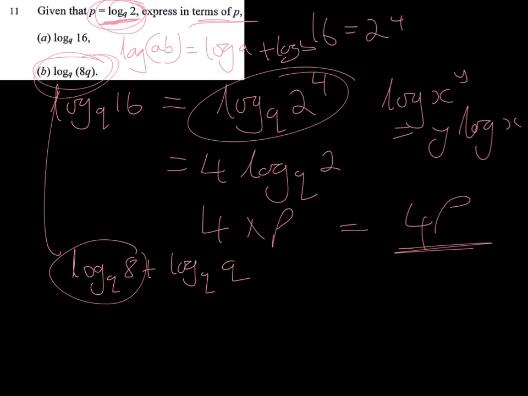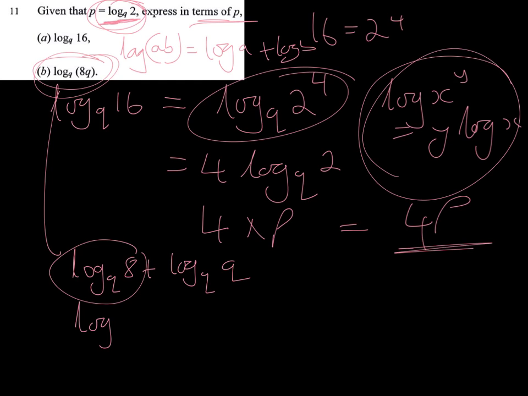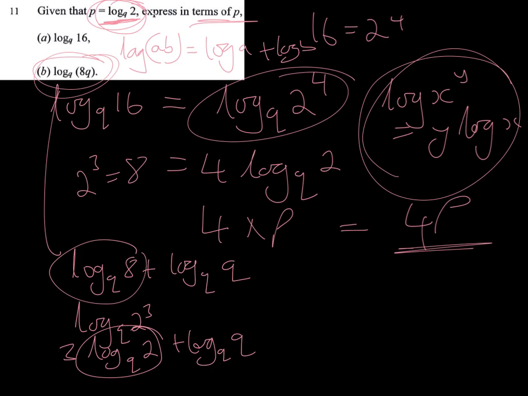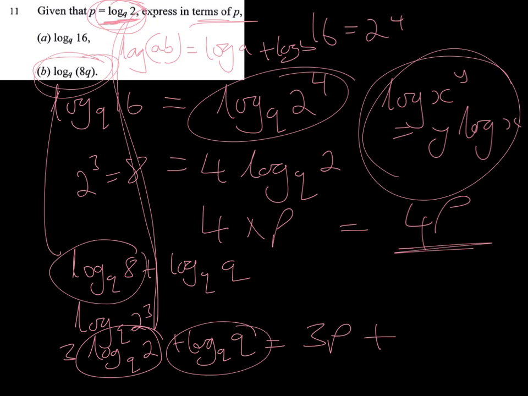Again, we're going to have to convert this into a log to base q of 2, and we can use the previous log law and express this as log to the base q of 2 to the power 3, because obviously 2 cubed is equal to 8. Again, bring the power down, so we can now express this as 3 log to the base q of 2 plus log to the base q of q. This we have already established is p, so this is going to be 3p plus whatever this is here.